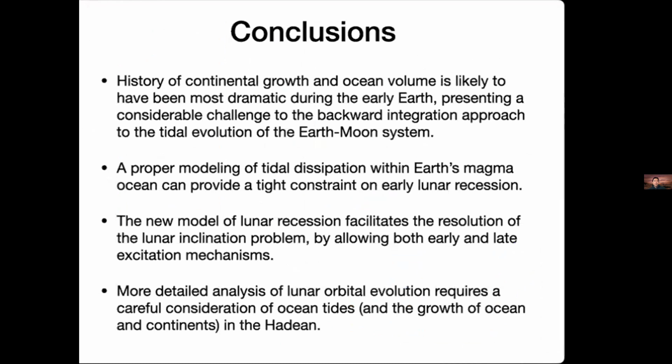Okay, so to wrap up, here's the conclusion. The history of continental growth and ocean volume is likely to have been most dramatic during the early Earth, presenting a considerable challenge to the backward integration approach to the tidal evolution of the Earth-Moon system. A proper modeling of tidal dissipation within Earth's magma motion can provide a tight constraint on early lunar recession. And the new model of lunar recession facilitates the resolution of the lunar inclination problem by allowing both early and late excitation mechanisms. And finally, more detailed analysis of lunar orbital evolution requires careful consideration of ocean tides and the growth of ocean and continents in the Hadean. And thank you for your attention.